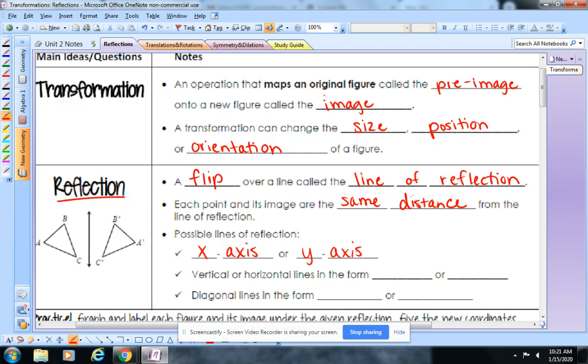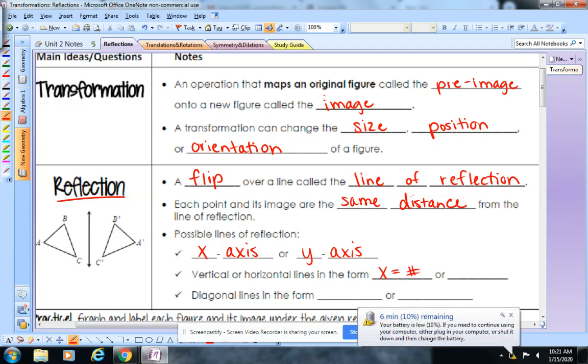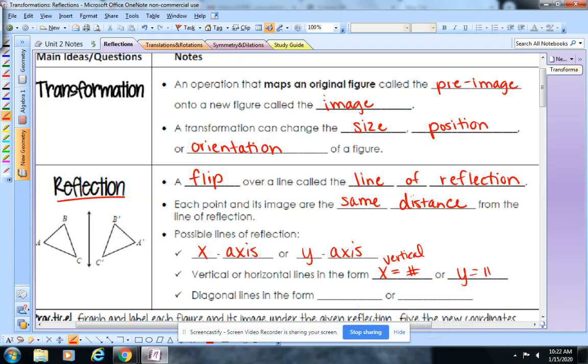So, well, x equals a number is what? Do y'all remember? Vertical or horizontal? A vertical line. Very good. Write it down here if you don't remember it. And y equals a number is a horizontal line. So we need to know that again for today.